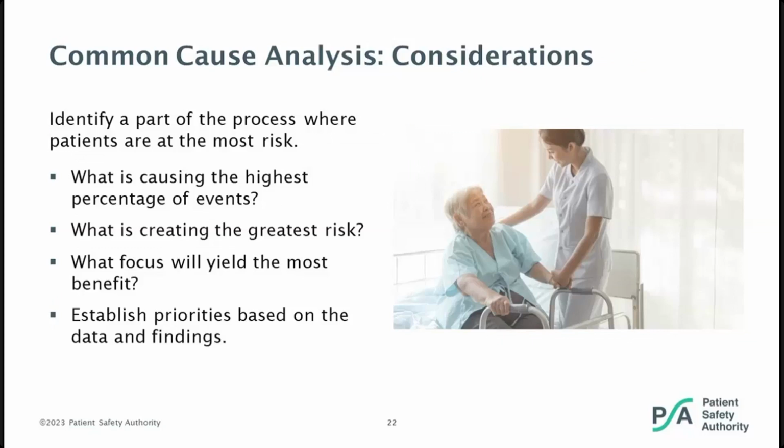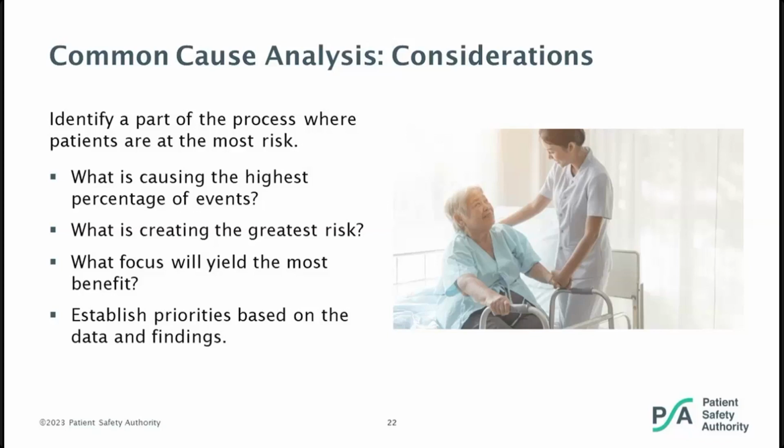So doing this, we want to make good use of our time. So we want to identify a part of the process where the patients are most at risk. I mean, goodness, we only have so many hours in the day. We can't do root cause analysis on everything. We can't do a common cause analysis on everything. But we want to pick a process where we can get the most bang for the buck. What's causing the highest percentage of events? What's creating the greatest risks? What focus will yield the most benefits?